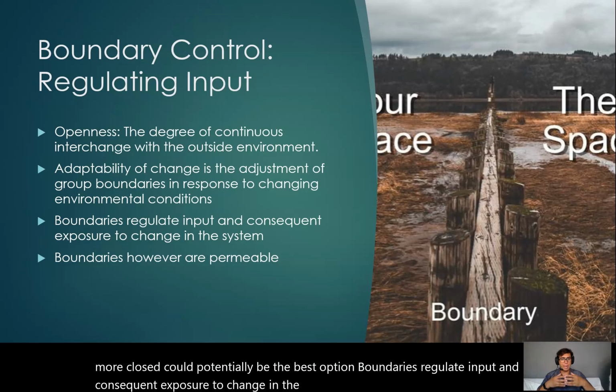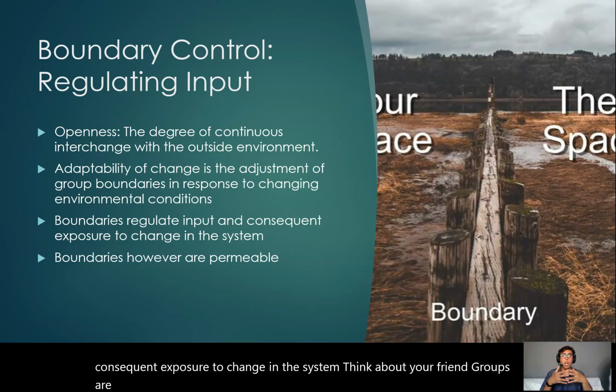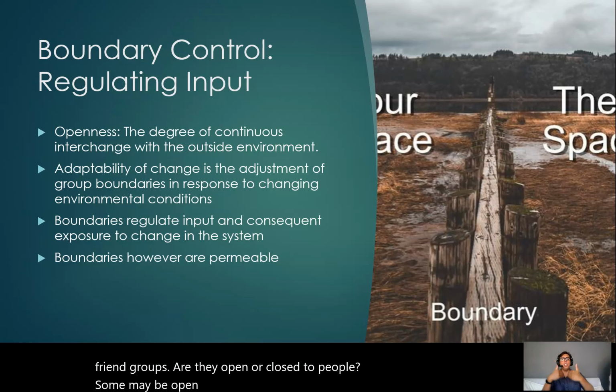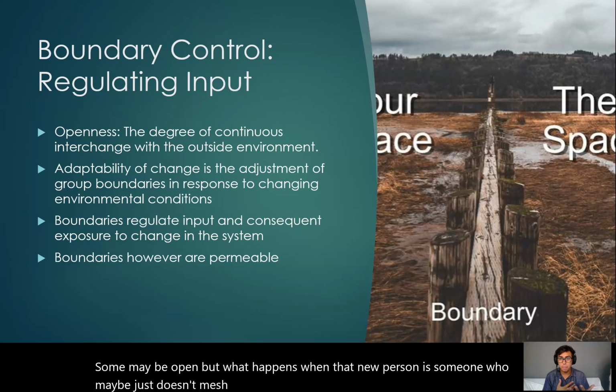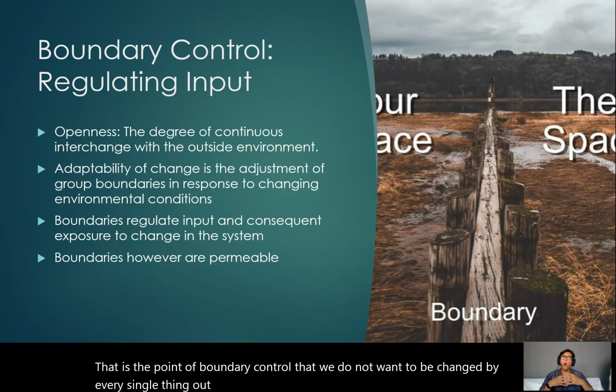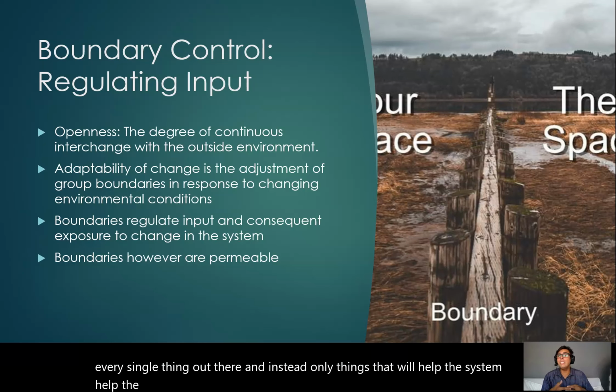Boundaries regulate input and consequent exposure to change in the system. Think about your friend groups. Are they open or closed to people? Some may be open, but what happens when that new person is someone who maybe just doesn't mesh well with the group? That is the point of boundary control, that we do not want to be changed by every single thing out there, and instead only things that will help the system, help the group. Boundaries, however, are permeable, meaning that things will always be able to come in.